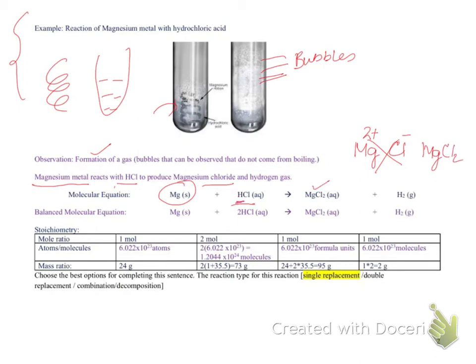And this is a single replacement reaction. H is released as hydrogen gas. Remember, hydrogen in nature exists in the diatomic form. Once you are done writing the molecular equation, then you write down the balanced molecular equation. An unbalanced molecular equation has no meaning.